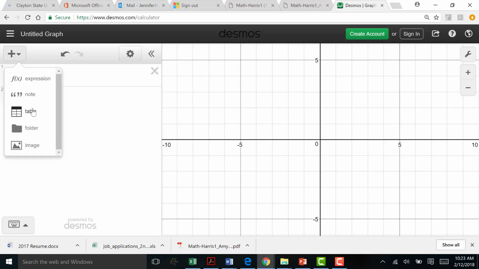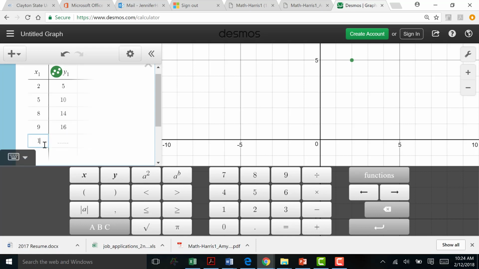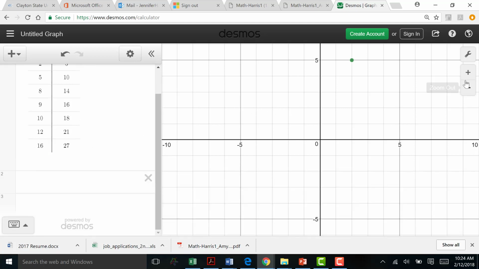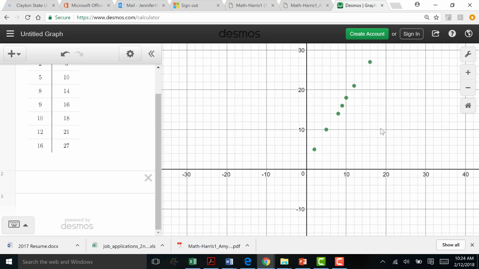Okay. Somebody read me that table. 2, 5. 5, 10. 8, 14. 9, 16. 10, 18. 12, 21. And 16, 27. Alrighty. Now, if my points aren't here, that means I gotta go change it or zoom in or zoom out, whichever way I wanna see all my points. There they are.